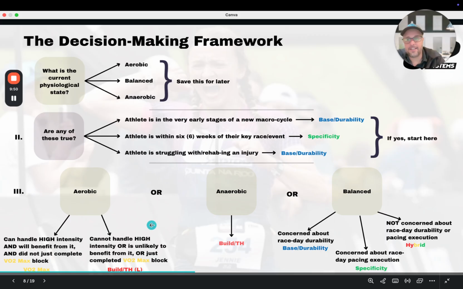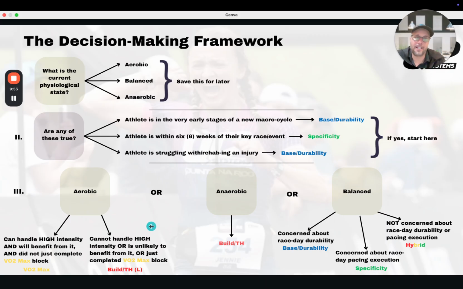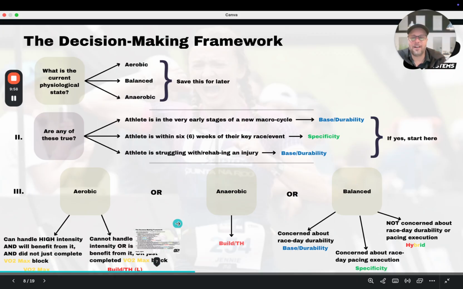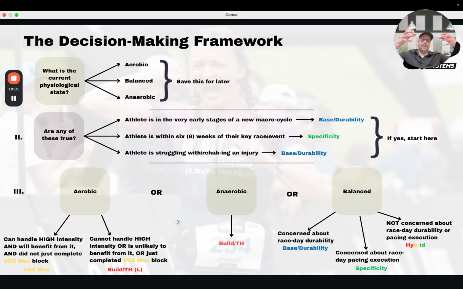If they cannot handle high intensity structurally, or it is unlikely that they'll benefit from it, or they just completed a VO2 max block, then we consider the build threshold lengthening block, and that is that. So the VO2 max block aims to take the power or speed at VO2 max and raise that up to give space for growth of the critical intensity. If we don't see a pathway to raise that up, primarily for structural or physiological reasons, then we may work at sub-threshold intensities in order to build out time to exhaustion, build out the length of time that the athlete can maintain those kinds of intensities.